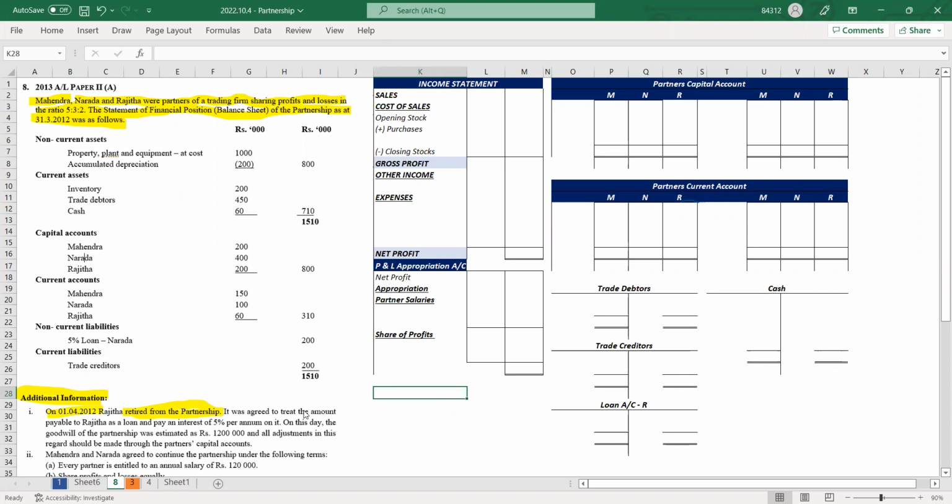It was agreed to treat the amount payable to Rajita as a loan and pay interest of 5% per annum on it. On this day, the goodwill of the partnership was estimated at 1.2 million, and all the adjustments in this regard should be made through the partner's capital account. So as I said earlier, goodwill and revaluation adjustments are done in the capital account.